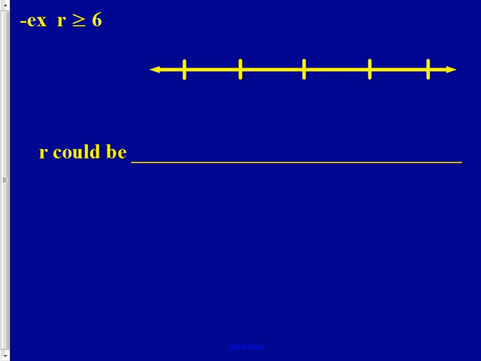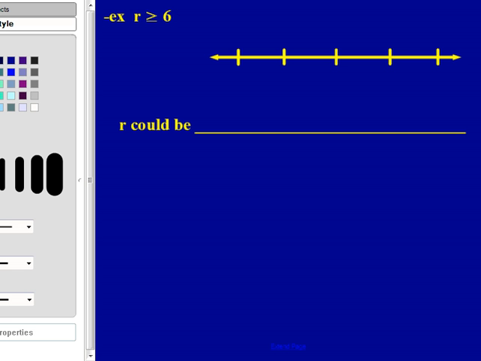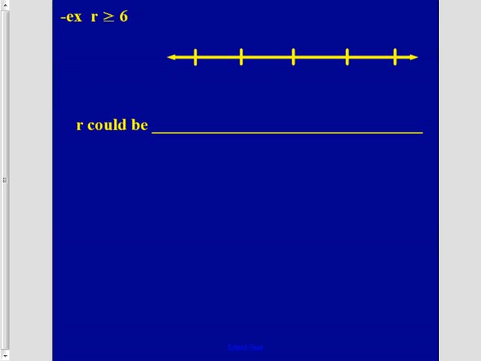Let's take a minute and talk about this. Let's say that we want to draw a picture of r being greater than or equal to 6. We need to show that 6 is the number we're comparing to. I usually label 2 numbers higher and 2 numbers lower. There's no rule that says it has to be that, but that's where I usually go, just so I know which way my number line goes.